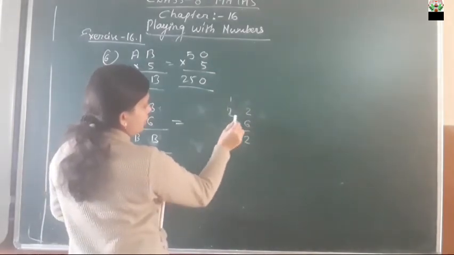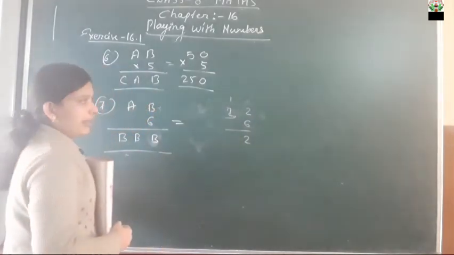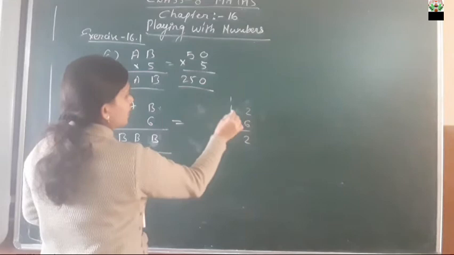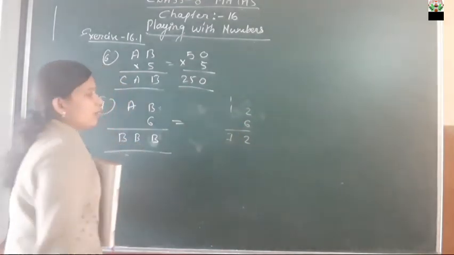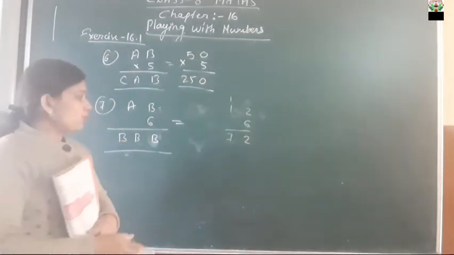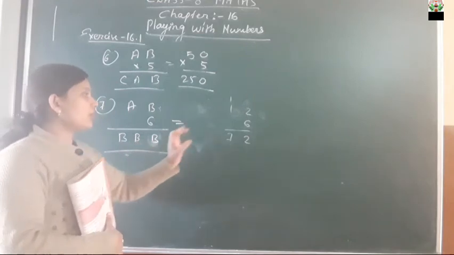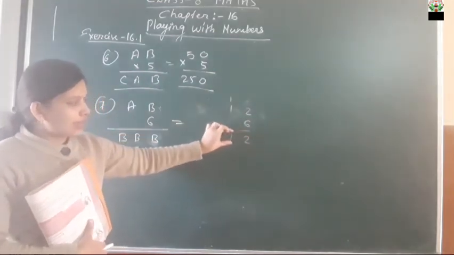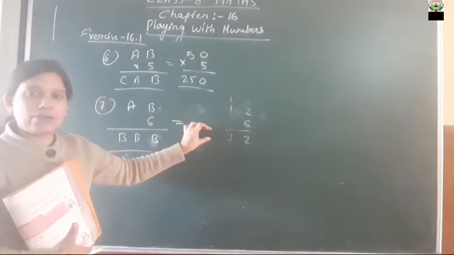If we keep 3, then 3 6s are 18. 18 plus 1 is 19. If we are keeping in place 1, 1 6 is 7. Again it is not coming. That means we have to bring the value b again. Whatever the number we are taking over here, the same number should be present here as well as in the third part of the answer.